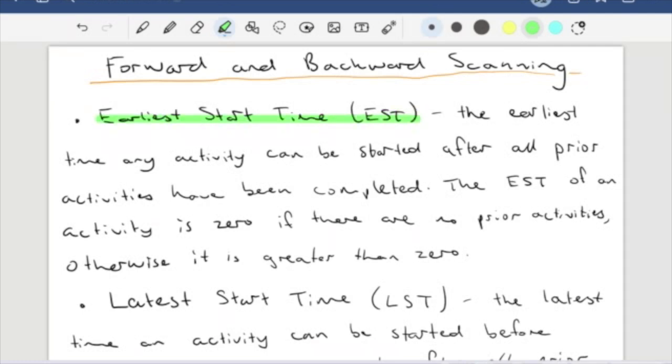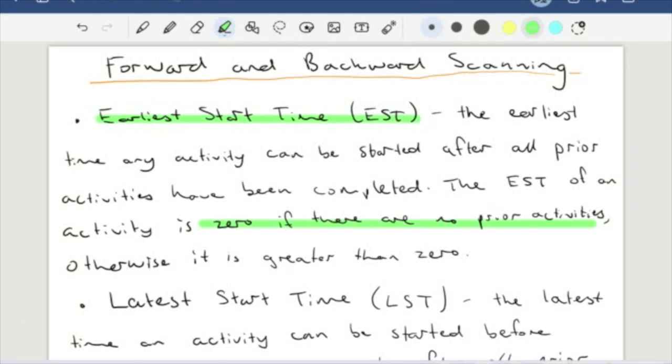One thing is the earliest start time. This means the earliest time that any activity can be started after all prior activities have been completed. This will always be 0 if there are no prior activities, otherwise it is greater than 0. This part kind of makes sense, right? Because if there are no prior activities, it's the first thing to do. So the earliest start time is 0, say 0 minutes at the start of our project.